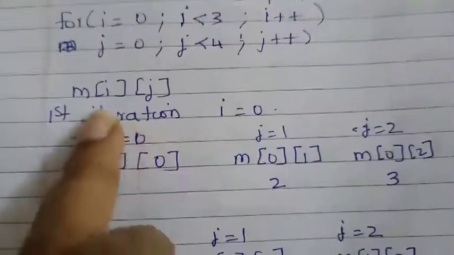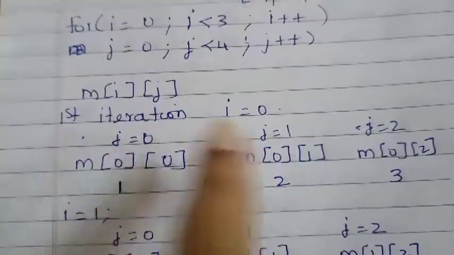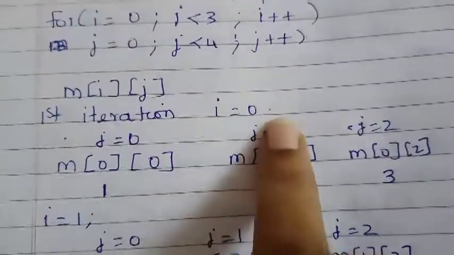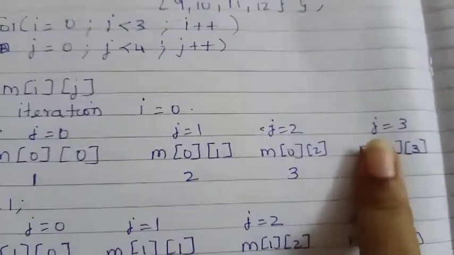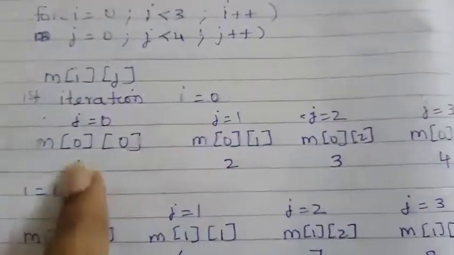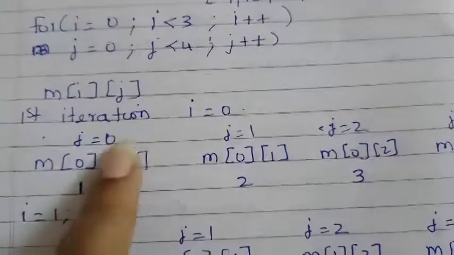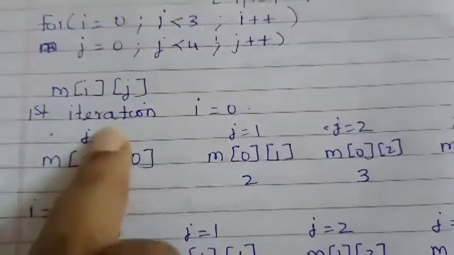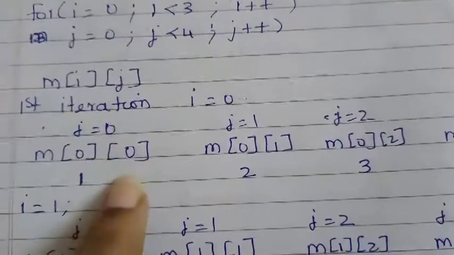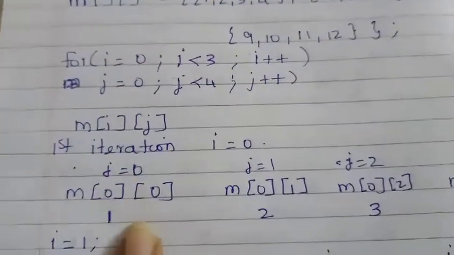Okay, see here, for m of i and j, in the first iteration i is equal to 0, and j will be executed for 4 values, that is, less than 4, meaning till 3 you get 4 values, 1, 2, 3 and 4, no? So first j is equal to 0. This is the i value. See here, for m of 0 comma 0, j is also 0, so the first value will be saved in that position.